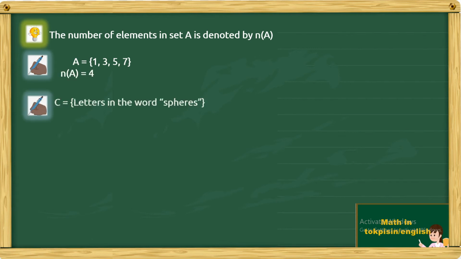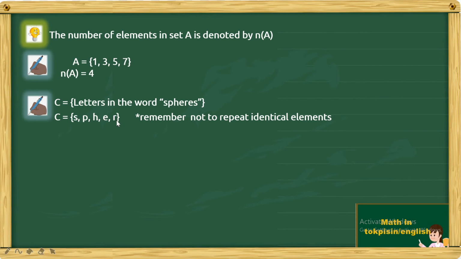Another example: C is equal to the letters in the word spheres. If you look at this word, you get two letter S's and two letter E's. When you list all the elements inside set C, you list S once and E once. So C is equal to the set {S, P, H, E, R}. Now counting the number of elements inside set C, you get 1, 2, 3, 4, 5 elements. So the number of elements in set C is 5.